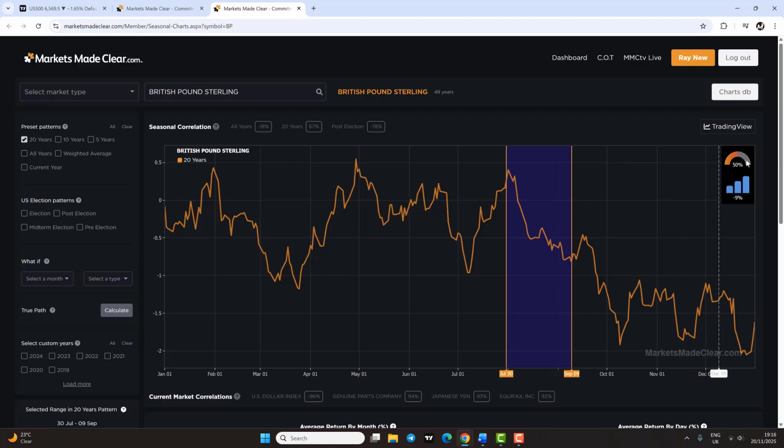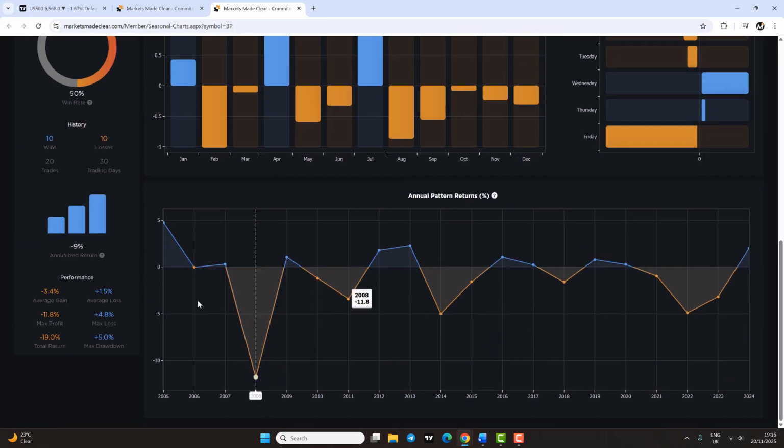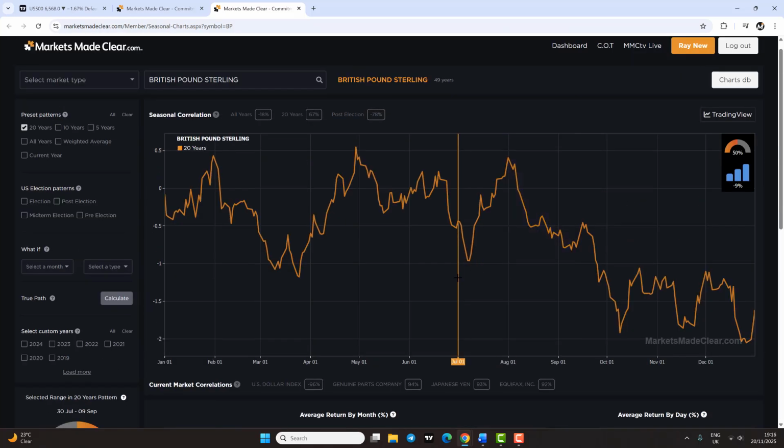There we go. Here on the right-hand side, you'll see the number of times, or the percentage success rate, that pound has been down during that period, and it's actually only 50% of the time. And if we go down and look at the base of the chart here, you'll see how some years it's been down, many years it's been up, and it just oscillates back and forward. That's not a seasonal pattern.